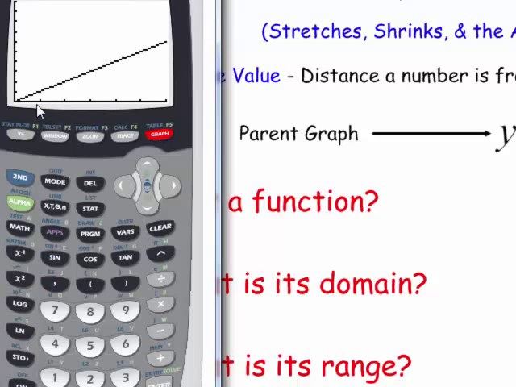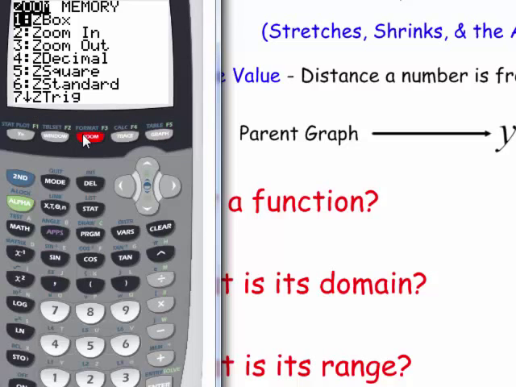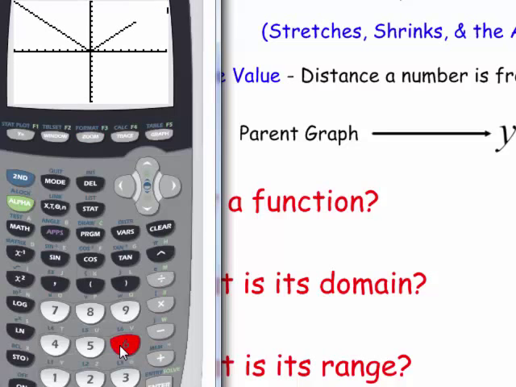Oh, gross. Don't do that. Get some negatives in there as well. So make sure you zoom standard, right? Get it back to your -10, 10, -10, 10. There we go, that makes more sense. If you notice here, my parent graph does not go into any negative y's. That should make sense because if I plug anything in for x here, it's always going to come out with a positive.